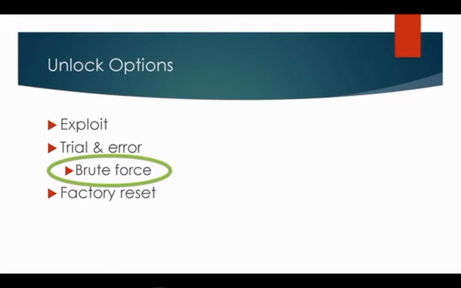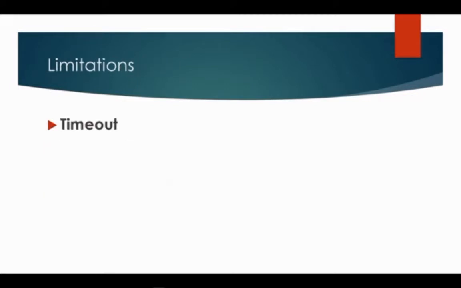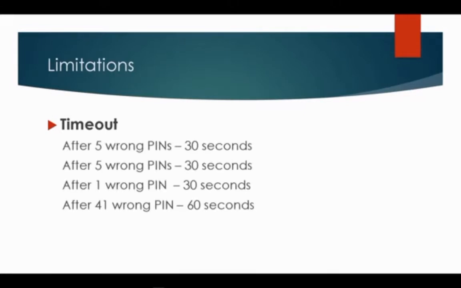Of course, using brute force has its limitations. Actually, there are two to my knowledge. The first one is a timeout. There is no way to bypass timeout without an exploit. What does it mean? After 5 wrong PIN attempts, there is a 30 seconds cooldown, another 5 wrong, another 30 seconds, and then after each wrong PIN, there is a 30 seconds cooldown. Until you reach 41 attempts, then there's a 60-second cooldown after each wrong PIN.